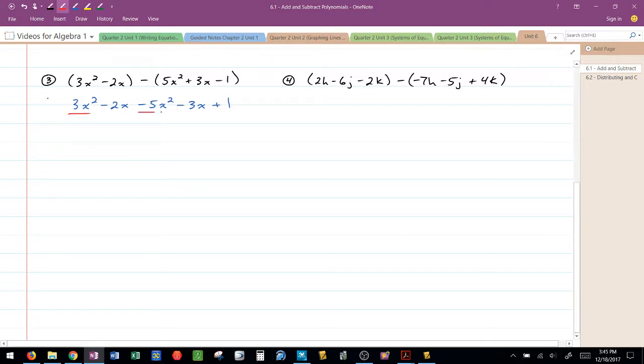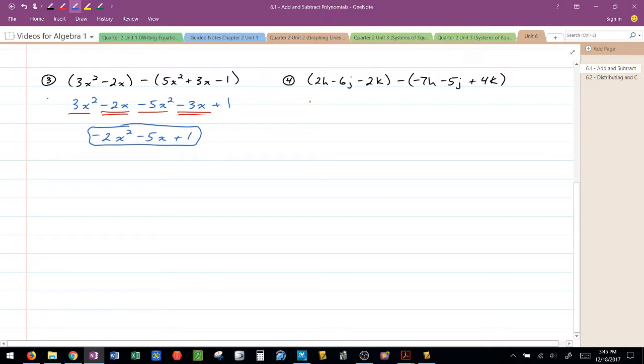I have 3x squared and -5x squared, which would be 3 minus 5 is -2x squared. I have -2x and -3x. -2 minus 3 would be -5x. And then we have that positive 1 constant left over. All right, one more example.